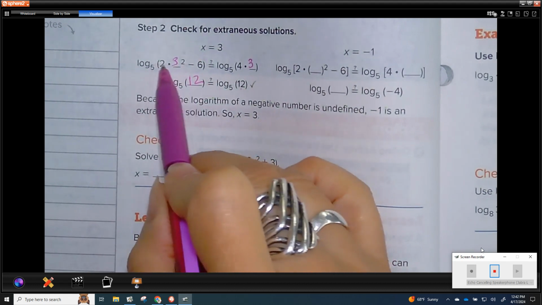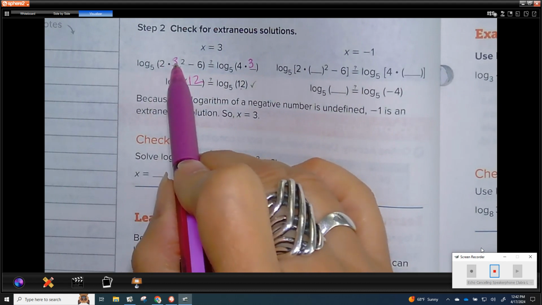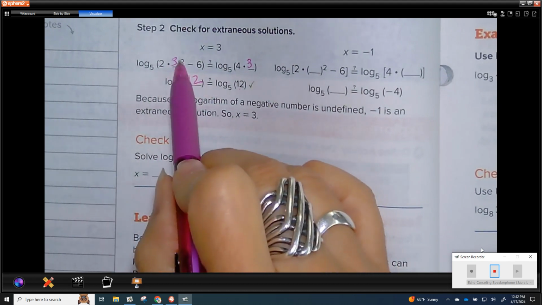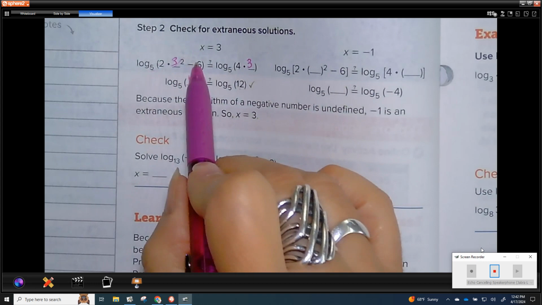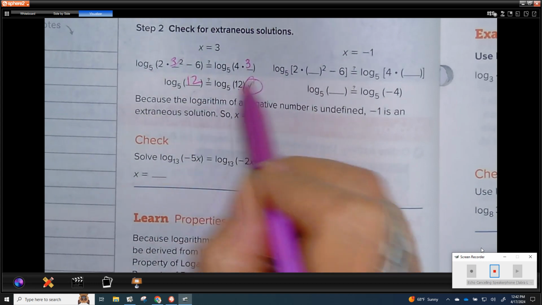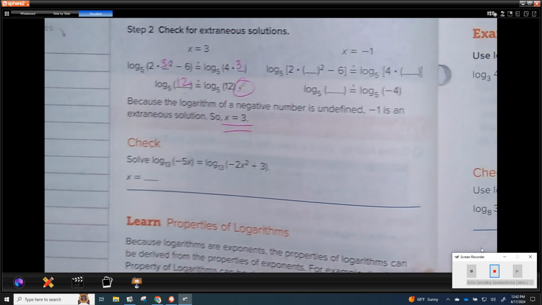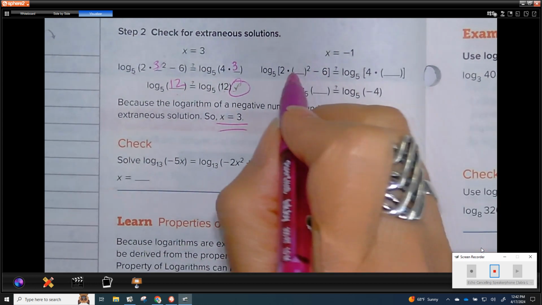That's PEMDAS. You do not do 2 times 3 and square it. That's too big. You square it and then multiply by 2 and subtract 6. So that's true. They both get 12 inside, so your answer is 3. Now negative 1, you could put it in here.